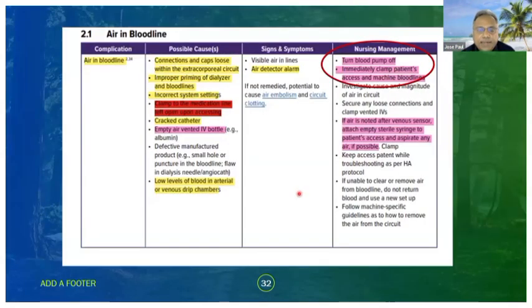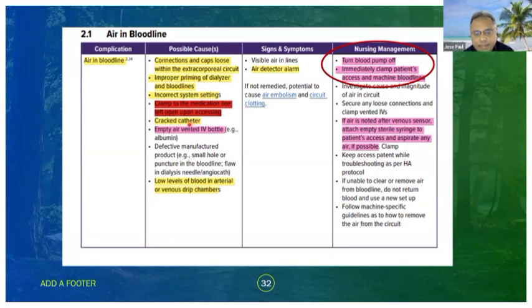So air in the bloodline again is a problem. The most possible causes are, one, connections and caps loose within the extracorporeal circuit. This is one cause of air in the blood circuit. Improper priming of the dialyzer and bloodlines. If you are not paying enough attention and time to priming, this can develop. Clamp to the medication line left open upon accessing. This is one of the most common causes why you get air in the bloodline.